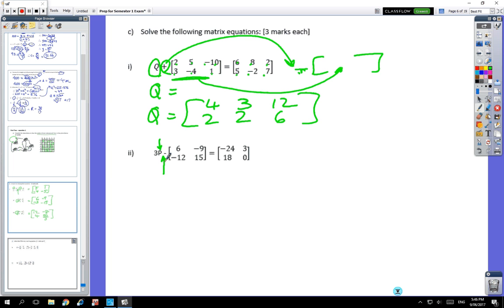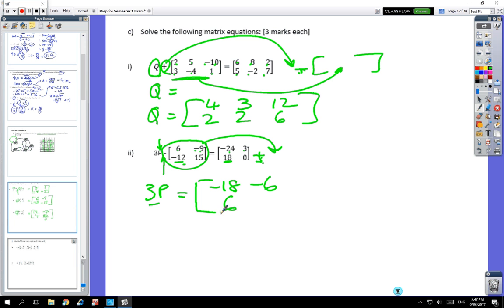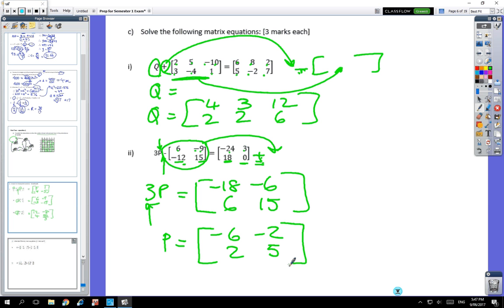Okay, here we've got to get rid of the minus sign, so this matrix here is going to go back here as a plus, and that'll be the 3P answer, and then we'll get rid of the 3 later. Okay, so we're going to put this matrix behind and add, so minus 24 plus 6 is minus 18, 3 plus minus 9 is minus 6, 18 plus minus 12 is positive 6, 0 plus 15 is 15, and then to get rid of the 3, just divide everything by 3, so minus 6, minus 2, 2, and 5. Okay, so again, I'm not spending a lot of time checking my answer, so if there's a slight error, hopefully there's not, but keep moving on.